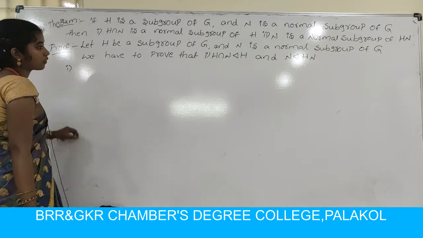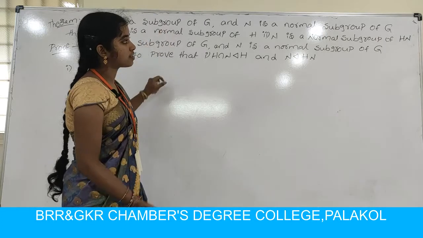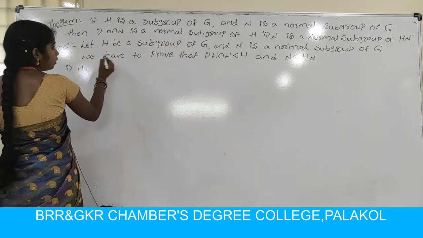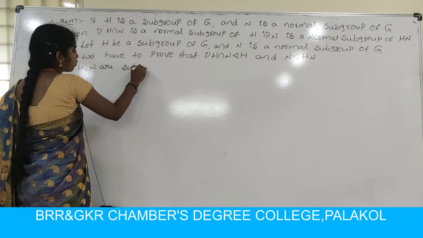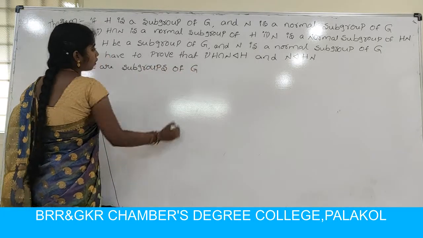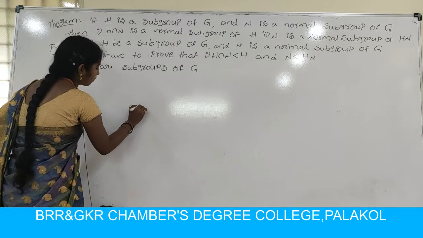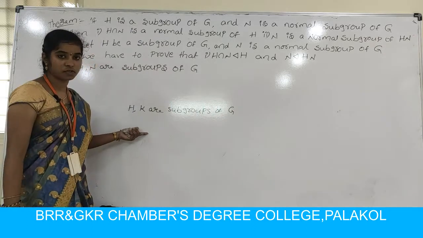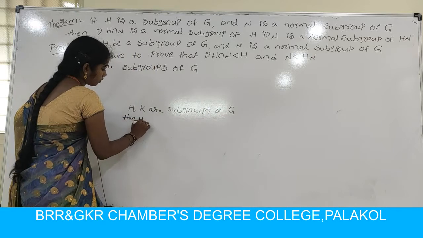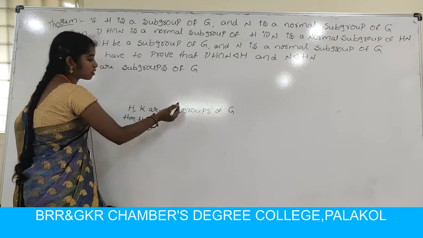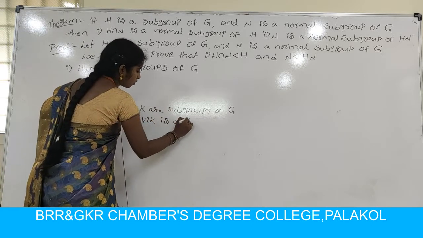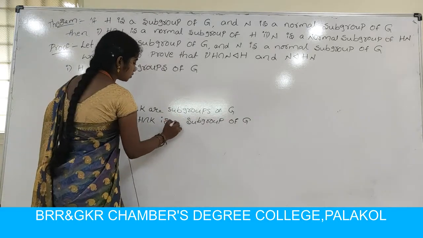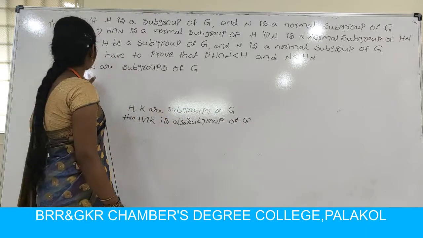Already given that H is a subgroup of Z, N is a normal subgroup of Z. So, N is a normal subgroup of Z, and also N is a subgroup of Z. So, H, N are subgroups of Z. Already you know the theorem: if H, K are subgroups of Z, then H intersection K is also a subgroup of Z. So, consider any two subgroups; the intersection is also a subgroup of Z. So, by using this theorem, H, N are subgroups of Z.